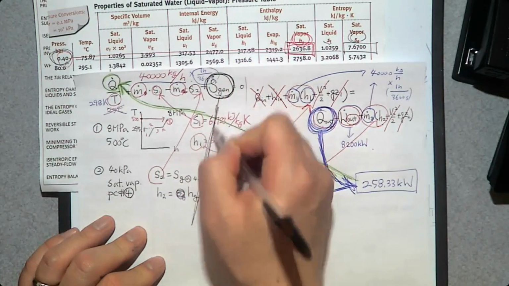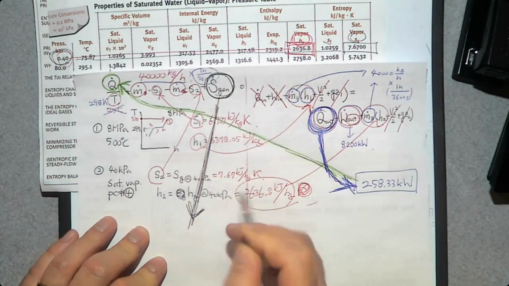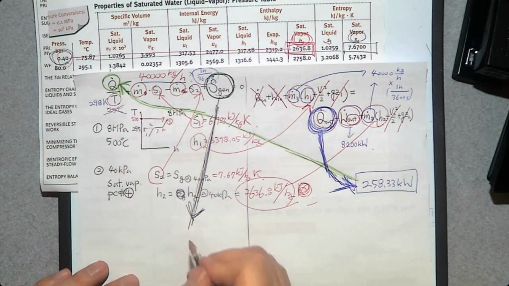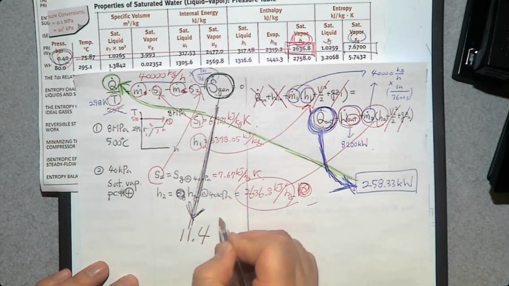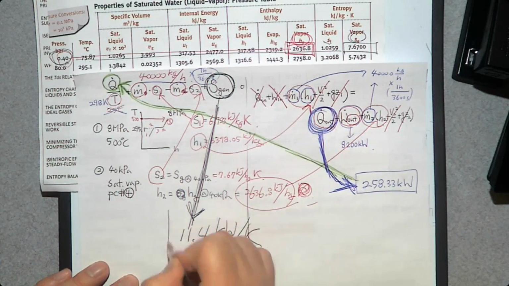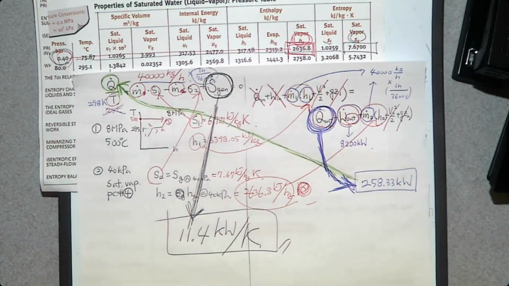So the final answer is 11.4 kilowatt per Kelvin. That completes chapter 6.